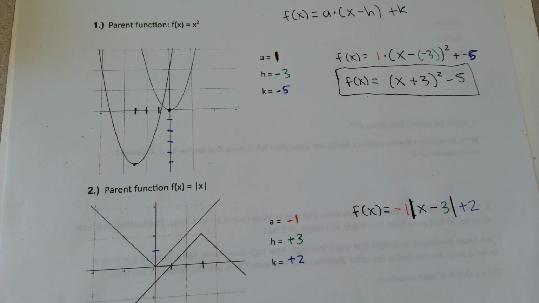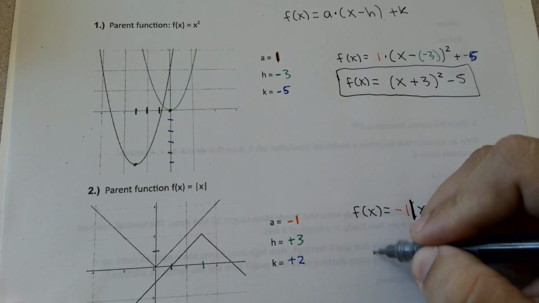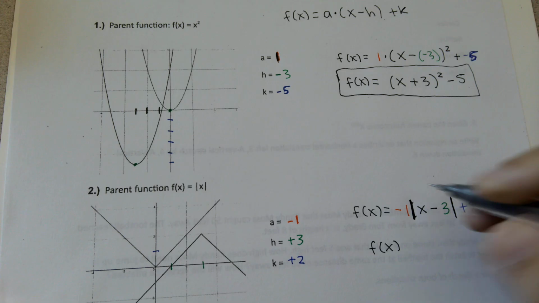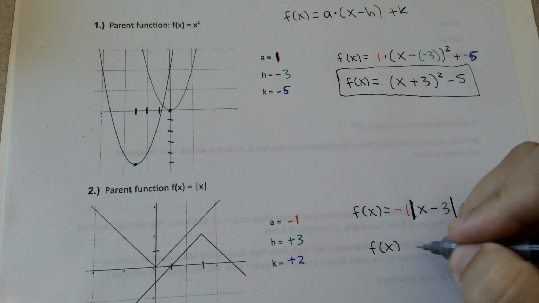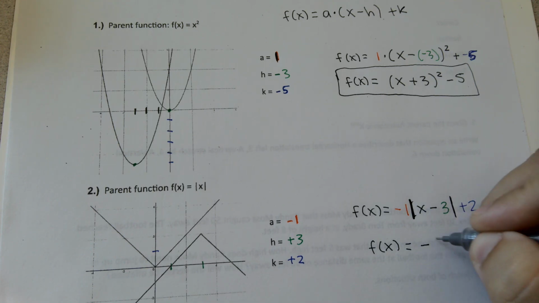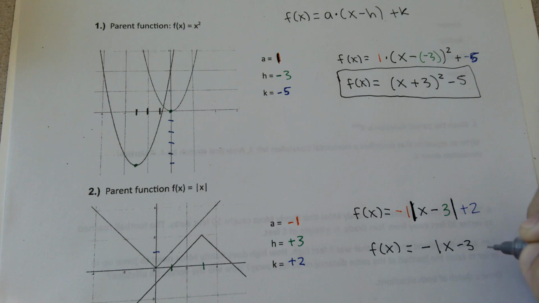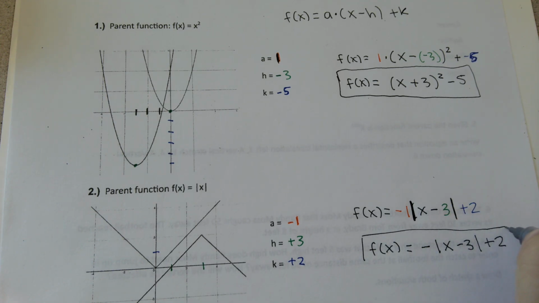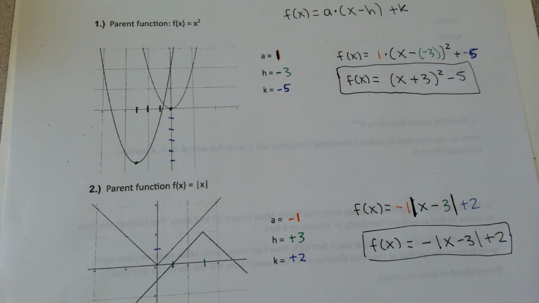If you want to make it as clean as possible, again, we don't write our ones. So f(x) equals -|x - 3| + 2. On number 1 and number 2, all you have to do is write the new equation. It needs to look like this. So f(x) equals something.